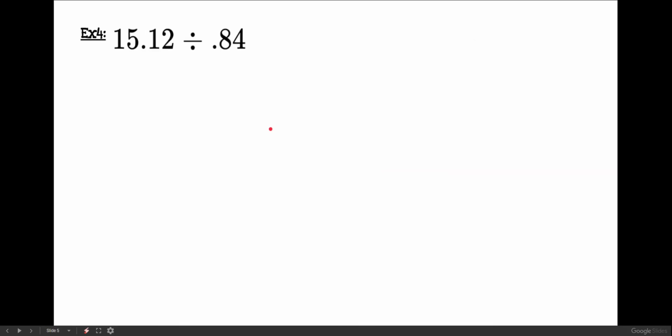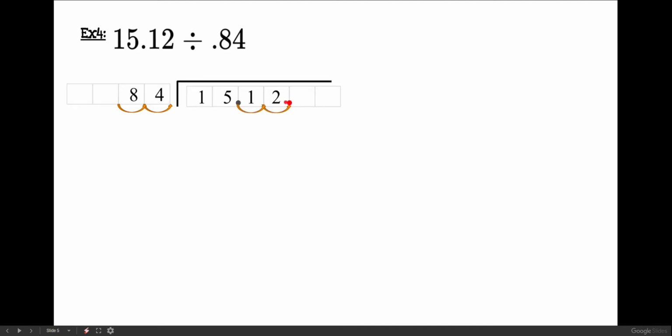All right, let's try another example. 15.12 divided by 0.84. So here we have 15.12 divided by 0.84. By the way, in and out, you always want to put the first number in and out. If you want to remember in and out, think of it that way, like the burger place in California. Anyhow, we can't divide with decimals, so let's get rid of it. We need to move the decimal 2 spaces over, which means we're going to move this one 2 spaces over.